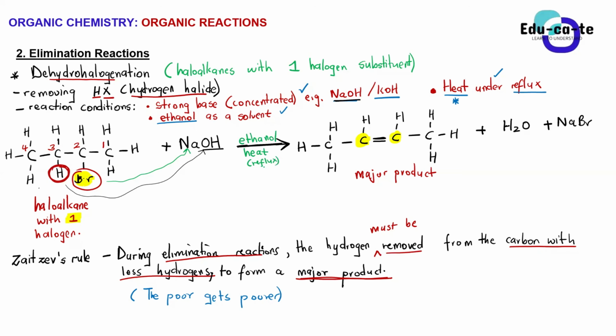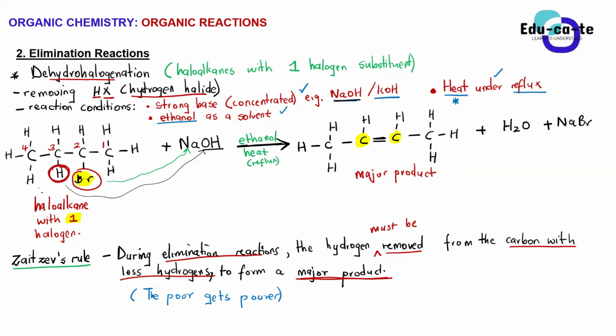And after reacting it with a concentrated strong base, what will happen? The hydrogen will be removed. If you want to form a major product, you would have to follow Zaitsev's rule, meaning that you would have to do what? You would have to remove the hydrogen from the carbon with fewer hydrogens.